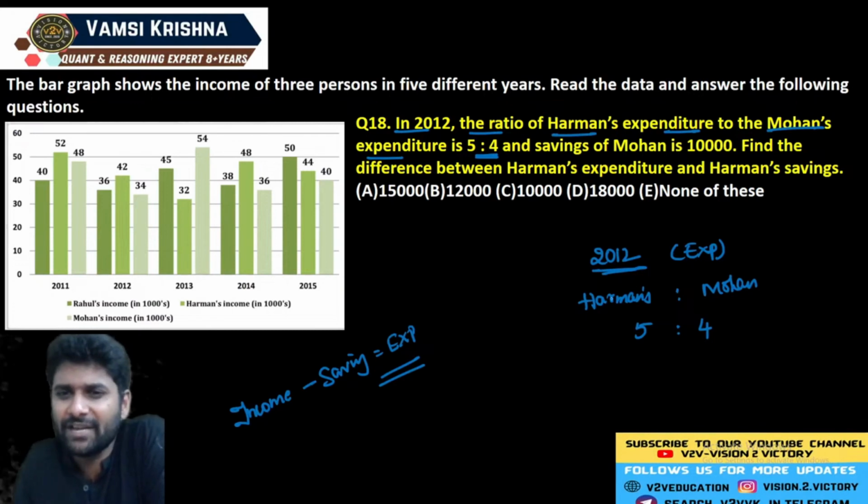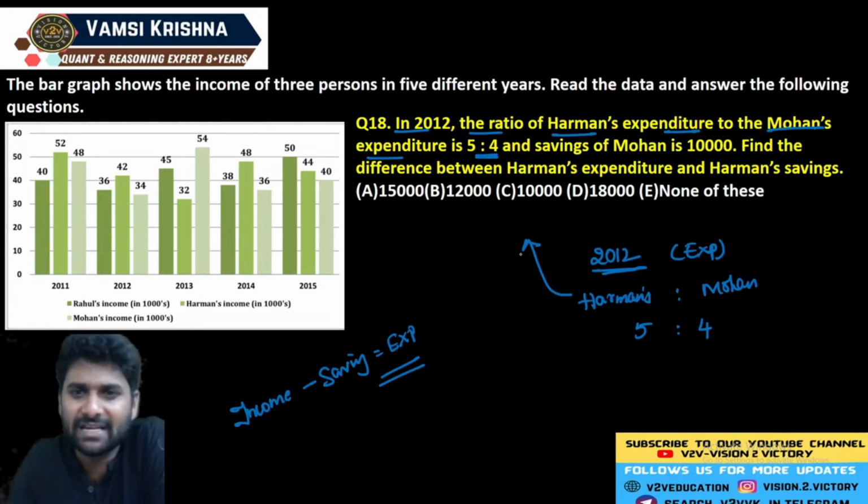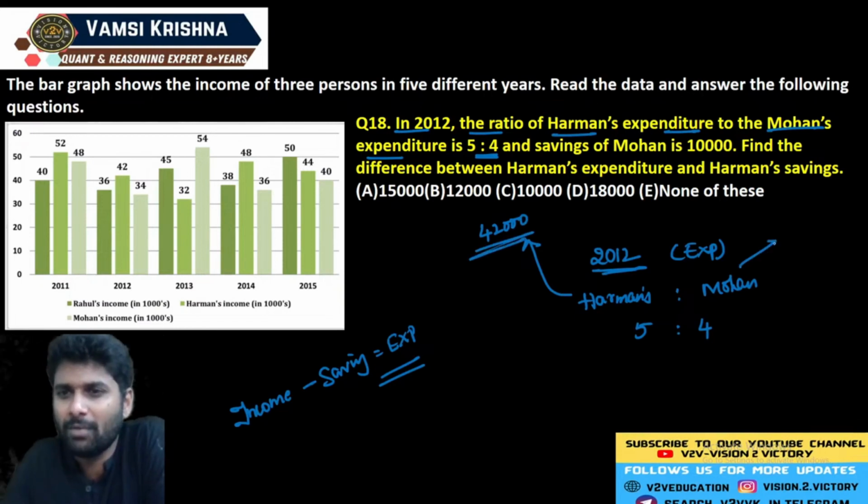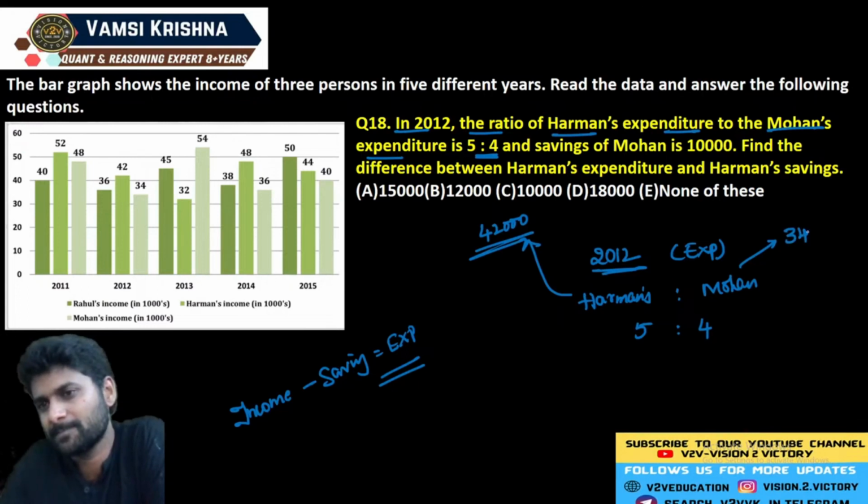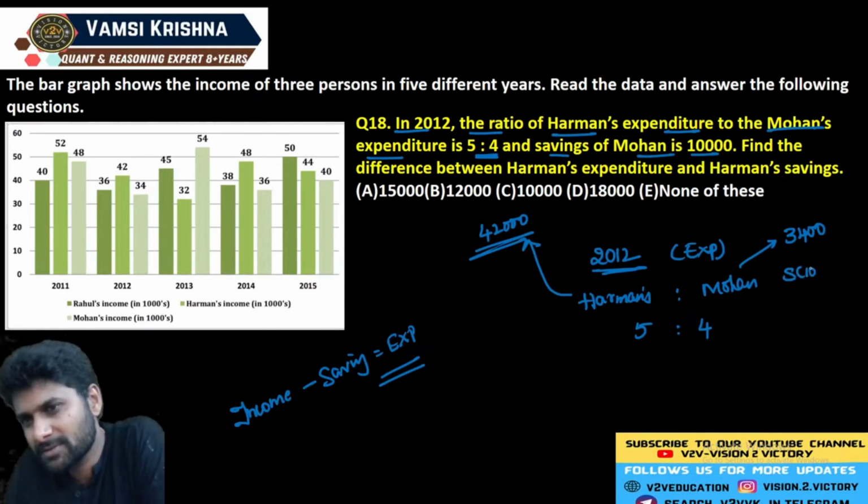So first identify, in 2012, what is the income of Harman? 2012 Harman means it's the second bar. It's 42,000. Income of Mohan means it's the third. It's 34,000. And savings of Mohan is 10,000. Guys, savings of Mohan is 10,000. Definitely expenditure must be 24,000.